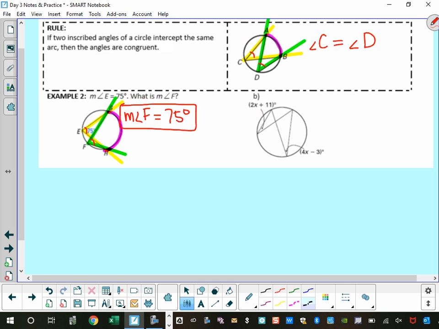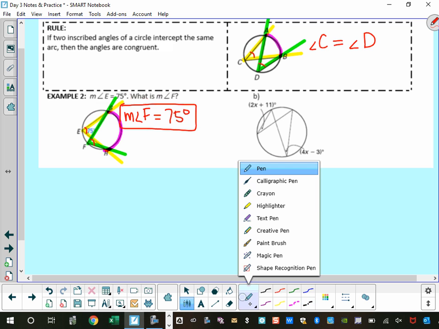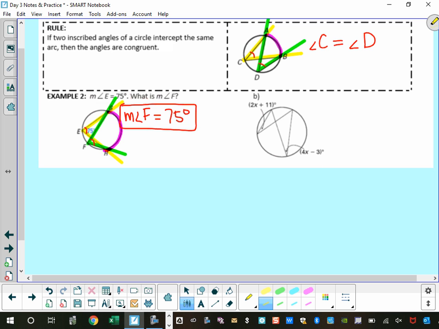All right, on letter B, I also have 2 inscribed angles. There's one, and there's the other one. They have the same exact arc. They share the same arc. Because they share the same arc, their inscribed angles are going to be congruent.